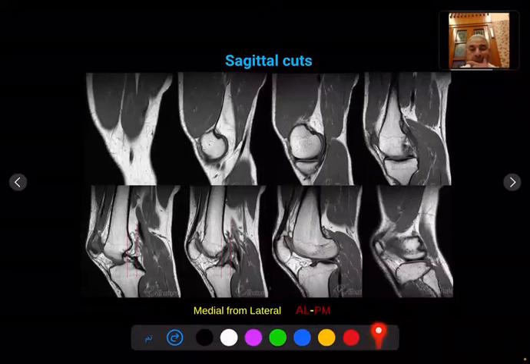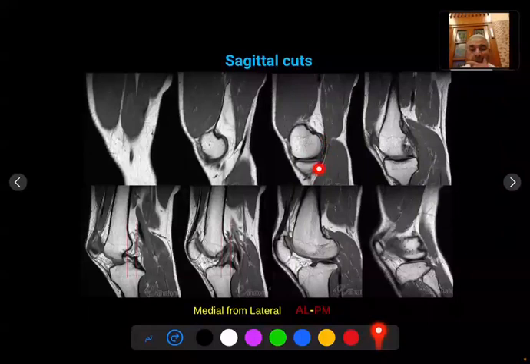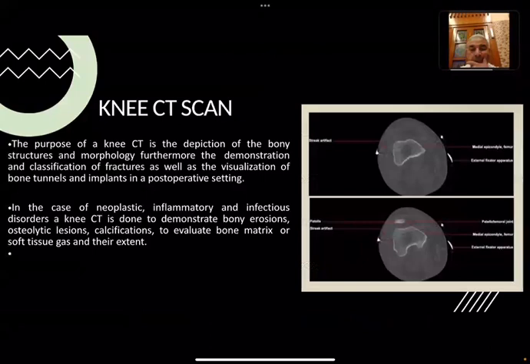This is a sagittal image from medial to lateral. Here it starts with the medial condyle appearing, with its meniscus, the posterior horn larger than the anterior horn and closely attached to the medial collateral ligament. And here the posterior cruciate ligament, which is attached to the medial condyle, and this is the anterior cruciate ligament attached to the lateral condyle, and this is the anterior and posterior horn of the lateral meniscus, and this is the body of the lateral meniscus.